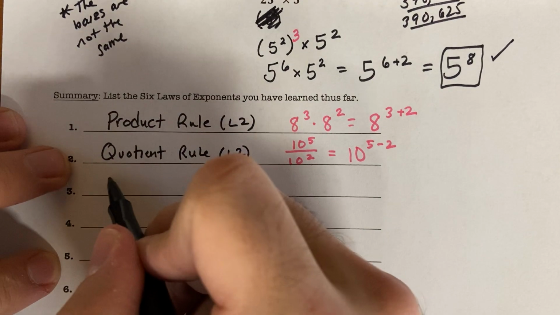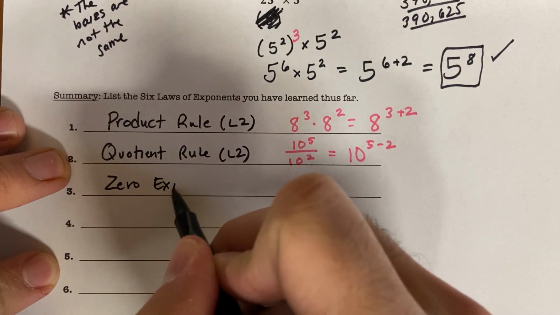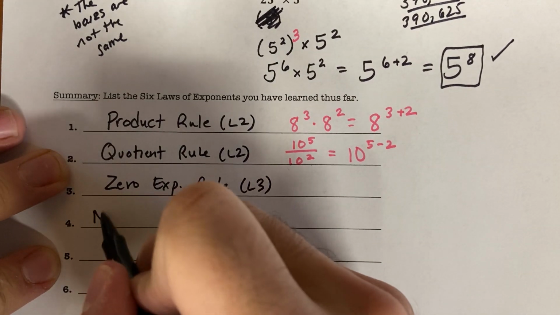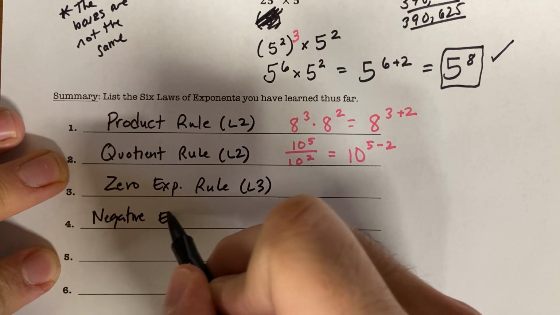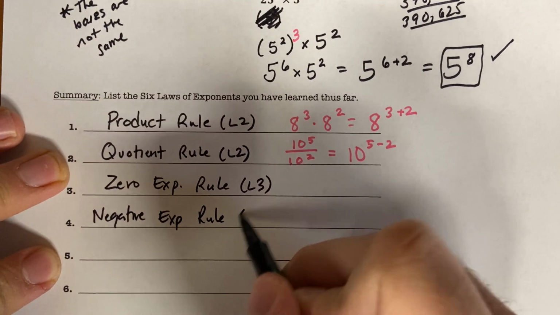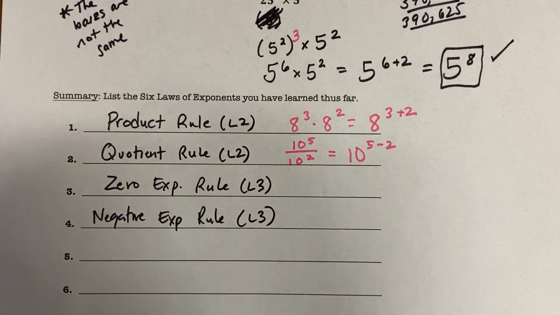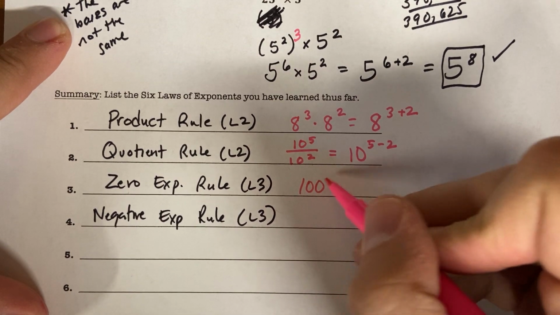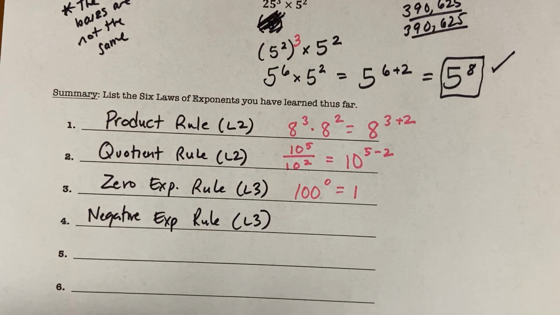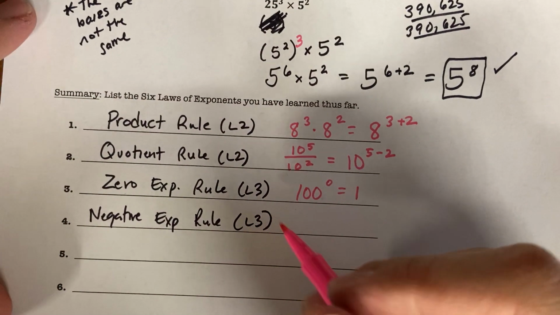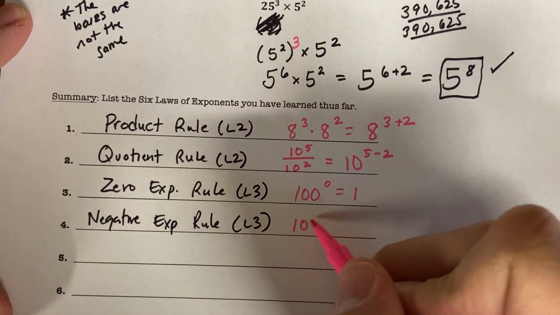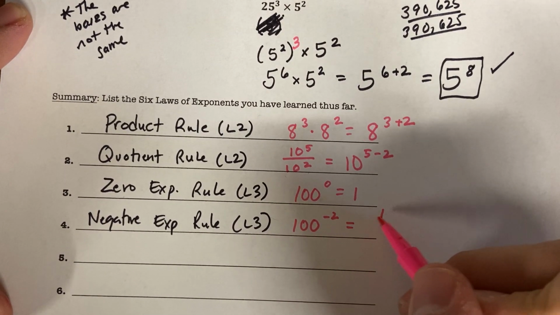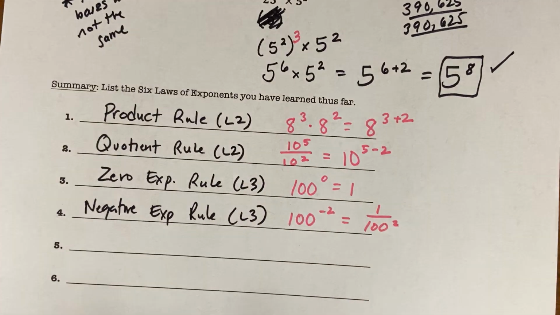In lesson 3, we talked about the 0 exponent rule, or law. Did I say lesson 2? I meant lesson 3. And the negative exponent law or rule. So the key thing to remember with the 0 power is anything to the 0 power equals 1. Whereas something like the negative exponent rule, if I have something like 100 to the negative 2nd power, I would turn that to be a positive exponent by putting the 100 in the denominator.